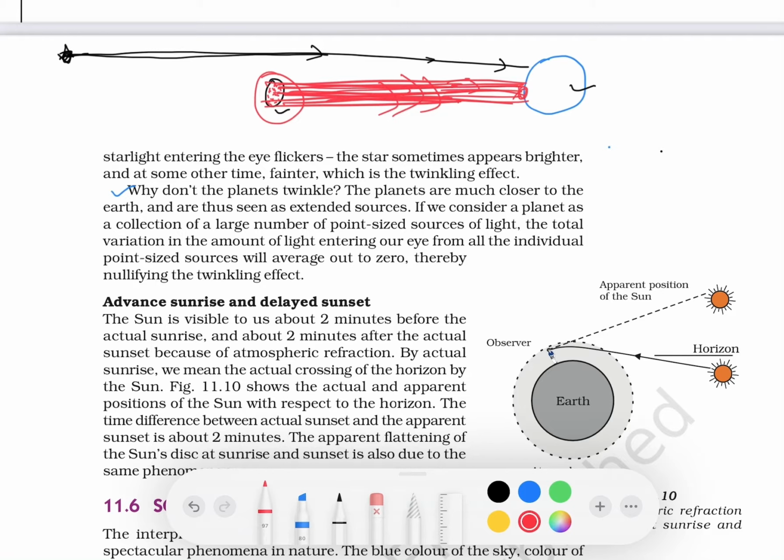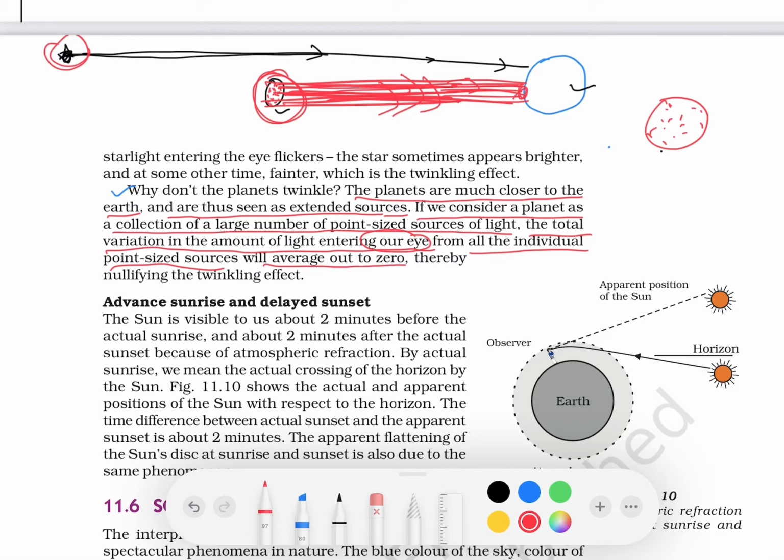The planets are much closer to the Earth and are thus seen as extended sources. Extended sources means a huge surface. If we consider a planet as a collection of a large number of point sources of light, the total variation in the amount of light energy entering our eye from the individual point sources will average out to zero. So the variation will be completely zero, thereby nullifying the twinkling effect. This is how it is formed.